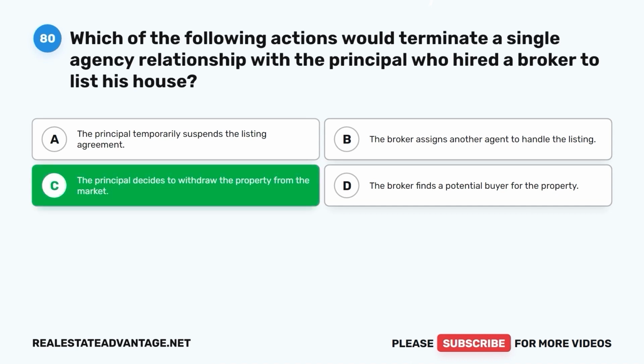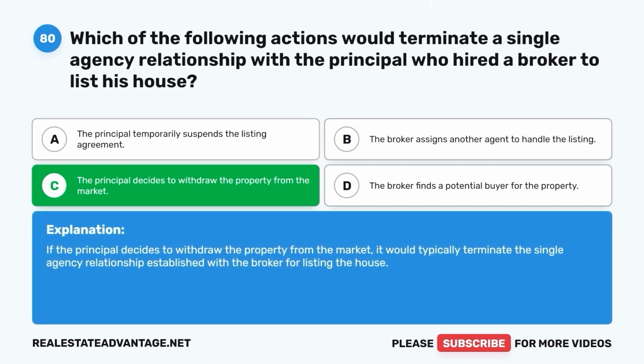The correct answer is C. The principal decides to withdraw the property from the market. If the principal decides to withdraw the property from the market, it would typically terminate the single agency relationship established with the broker for listing the house.